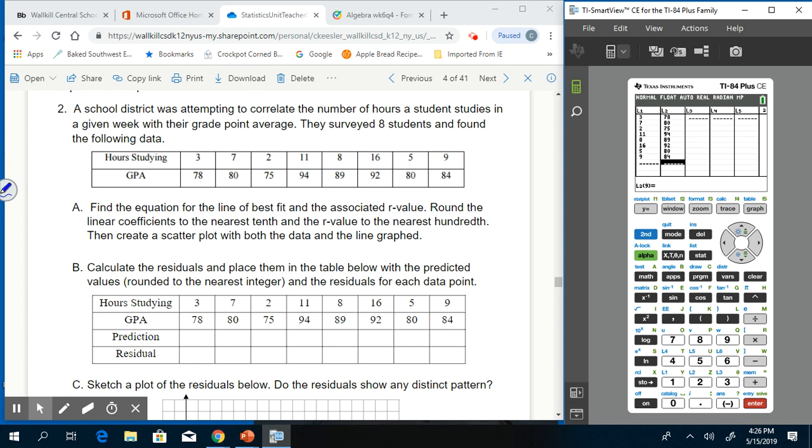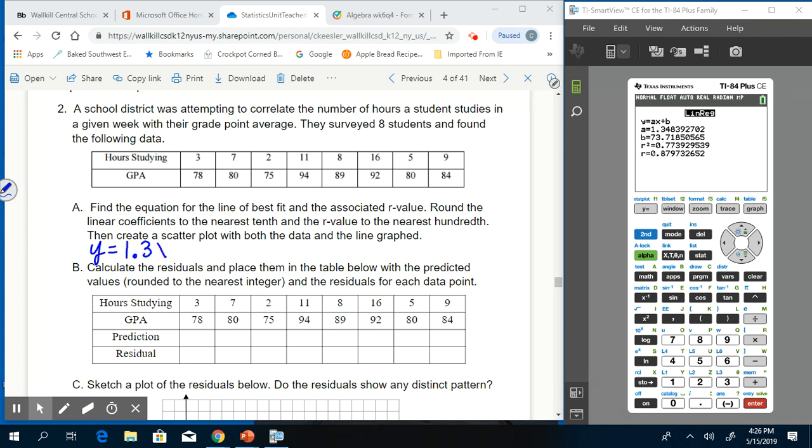So we're going to find the equation for the line of best fit and the associated R value. Round the linear coefficients to the nearest tenth and the R value to the nearest hundredth. Then create a scatter plot with both the data and the line graphed. So again, we go to stat, over to calc, choice 4 for lin reg, enter all the way through, and we have our equation rounded to the nearest tenth: y equals 1.3x plus 73.7, and our R value is 0.88.